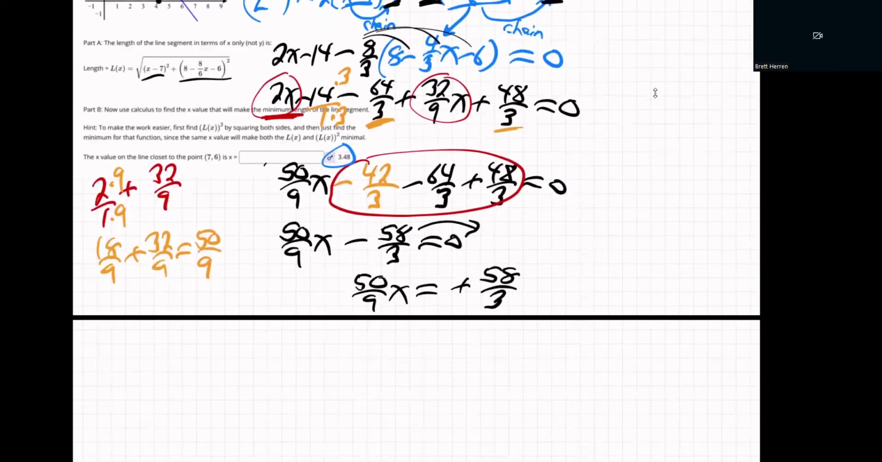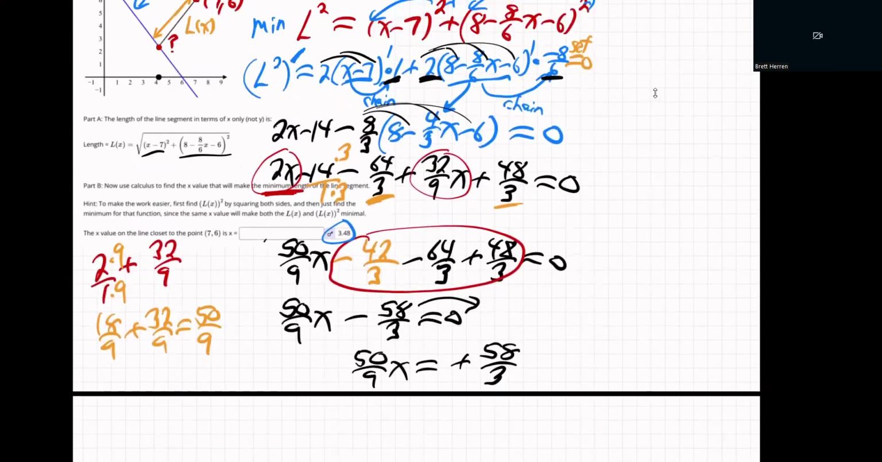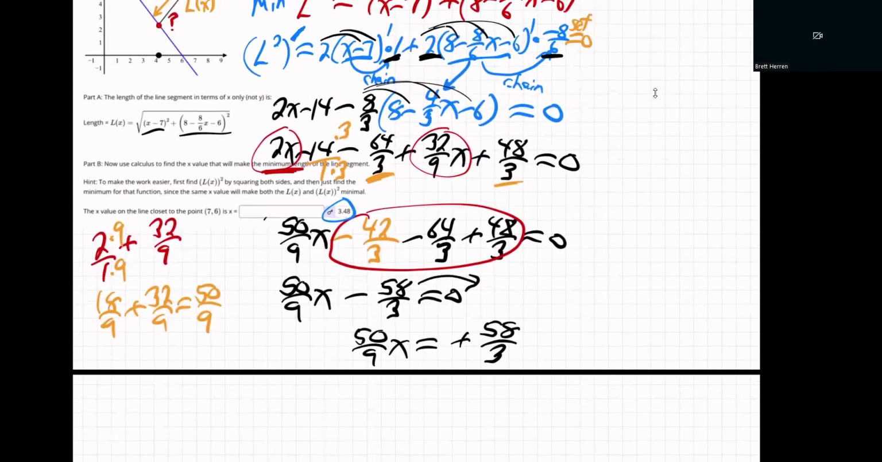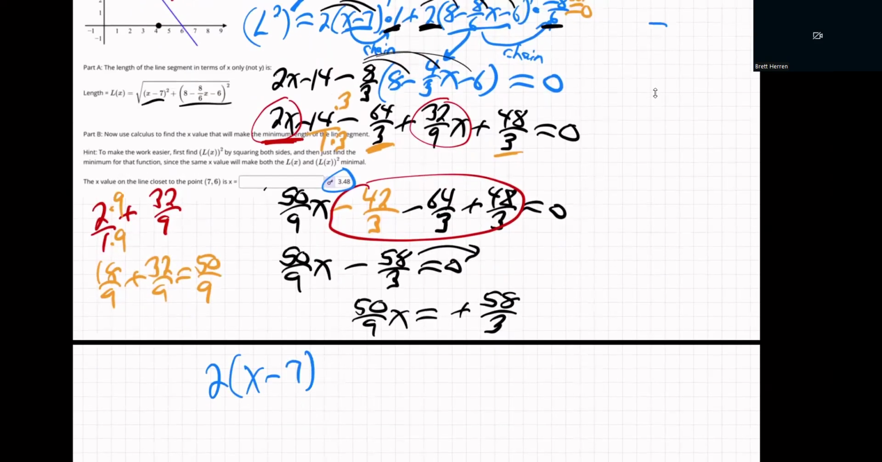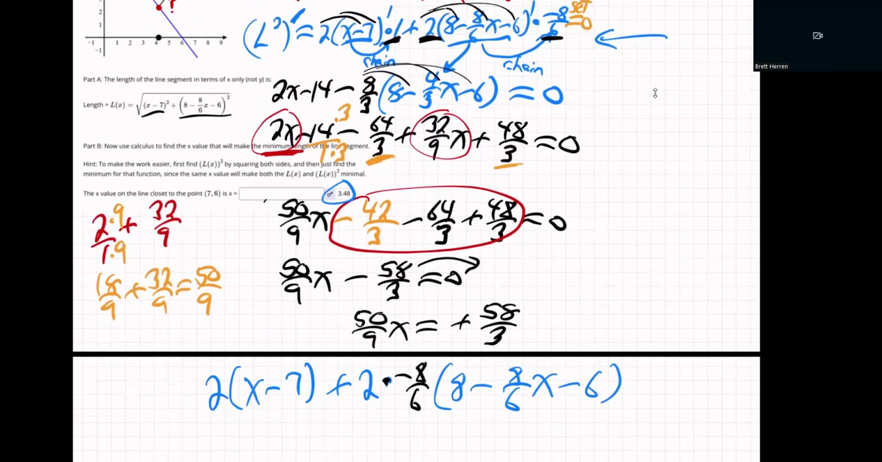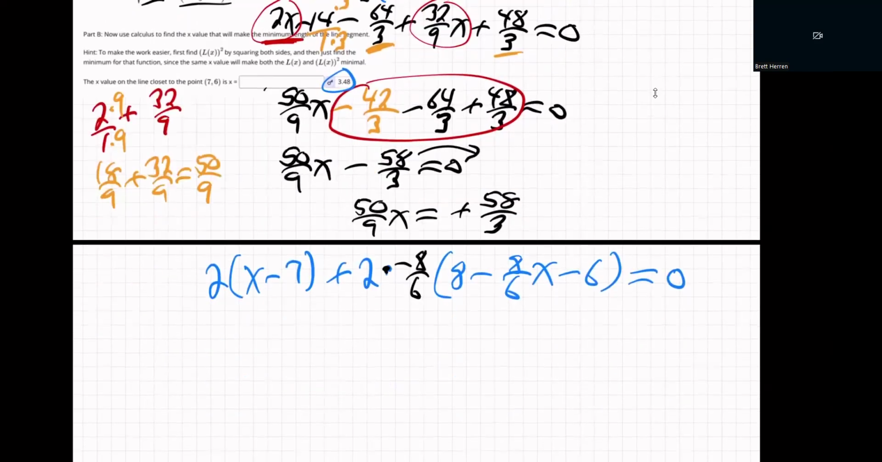Right here. So when I've got it, let me show it one more time. When I've got the 2x minus 7, plus 2, and I'm going to go times minus 8 sixths, parentheses, 8 minus 8/6 x minus 6 equals 0. So how would I use this in Desmos?